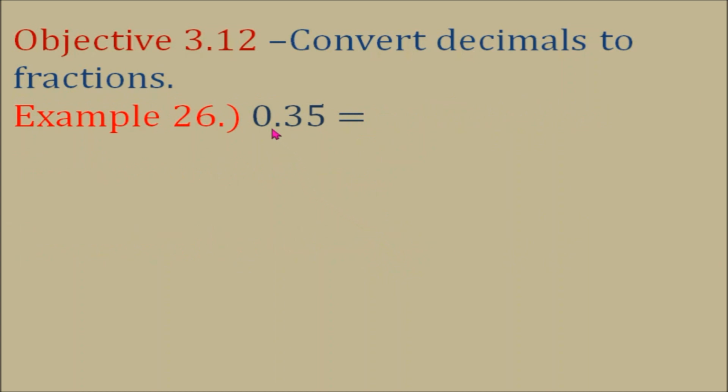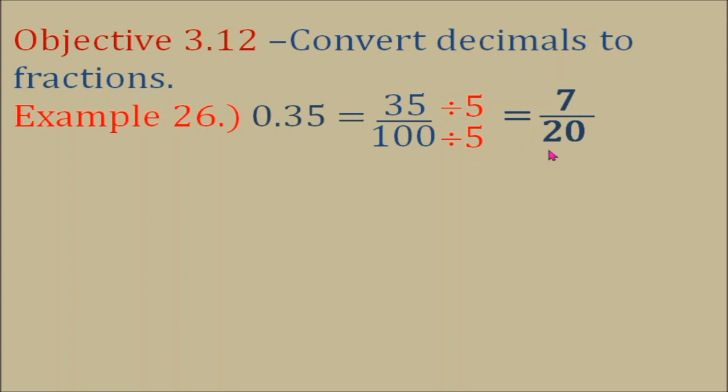Example number 26, 0.35. So we have 2 decimal places. That would mean 35/100. However, we can still simplify 35/100. Dividing both the numerator and the denominator by 5, we have 7/20. So this is our final answer.